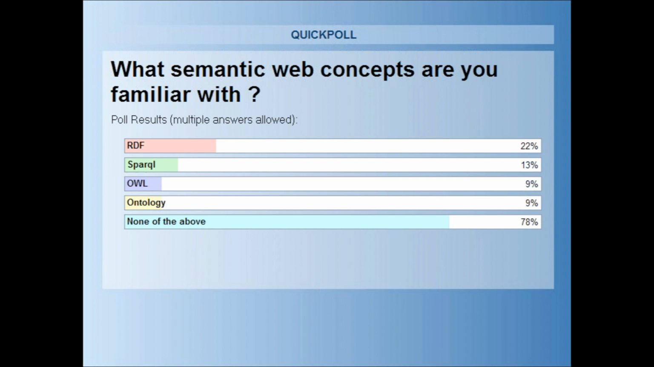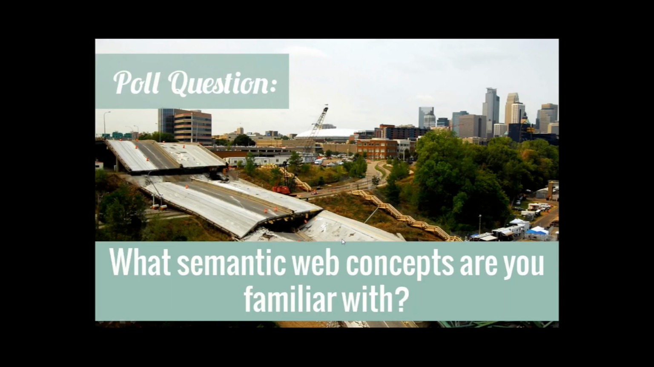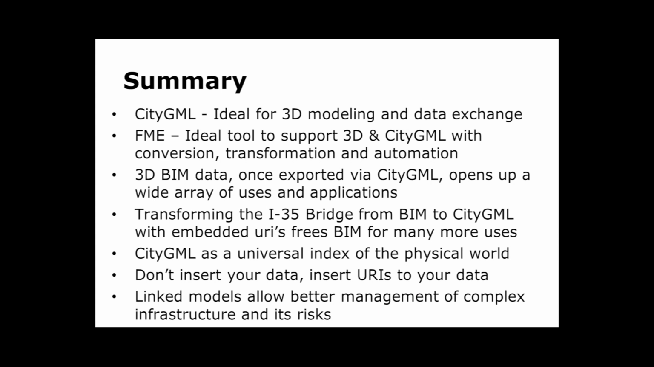So it looks like a number of you are familiar with RDF, but the other concepts are somewhat in the minority. So certainly it's a new and emerging technology. Let me just wrap this up with some of the main concepts that we were trying to communicate. Certainly we feel that CityGML is an ideal way to model 3D data and exchange data, especially at the urban scale. That kind of fits this universal index of the world that Alex is talking about.